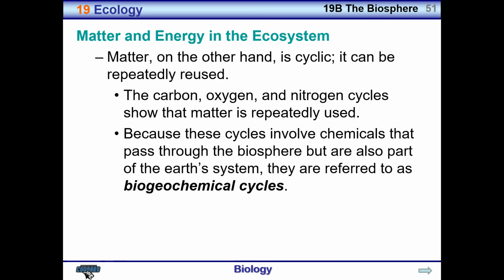So because these cycles involve chemicals that pass through the biosphere but are also part of the Earth system, we take all those three ideas and put them together. They're referred to as the biogeochemical cycles. So carbon, oxygen, nitrogen are needed by living things. They're part of the Earth's cycles, and they're all chemicals. So, biogeochemical cycles. And that's the end of this section.